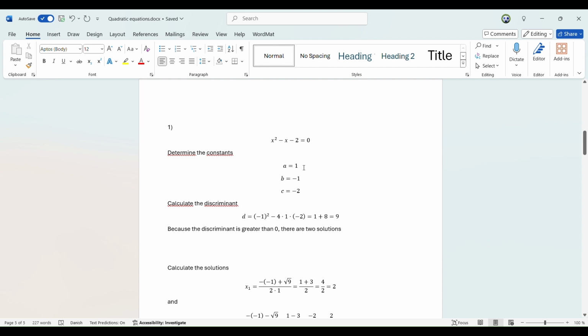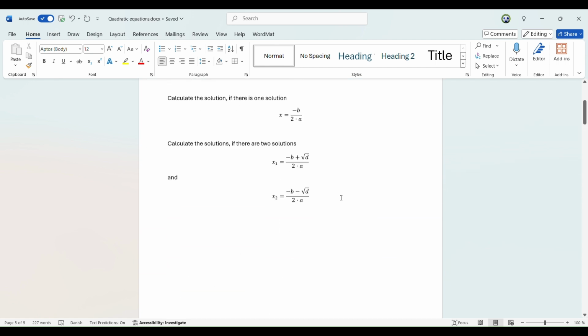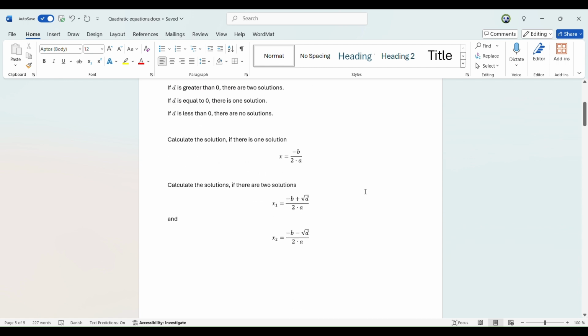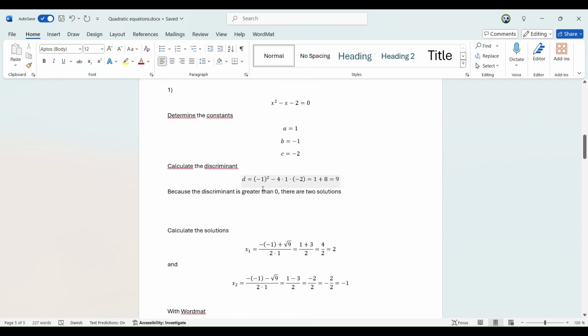So we've got a, b, and c written up here, and now we want to calculate the discriminant. And that was this formula up here. So b squared minus 4 times a times c. So we put it into the formula. We say b squared, that's minus 1 squared, and we have to put the minus 1 inside brackets because it's a negative number. Then we say minus 4, that's part of the formula, times a, which is 1, times c, which is minus 2. And if we calculate this, we get 1 plus 8, and that equals 9. So our discriminant is equal to 9.